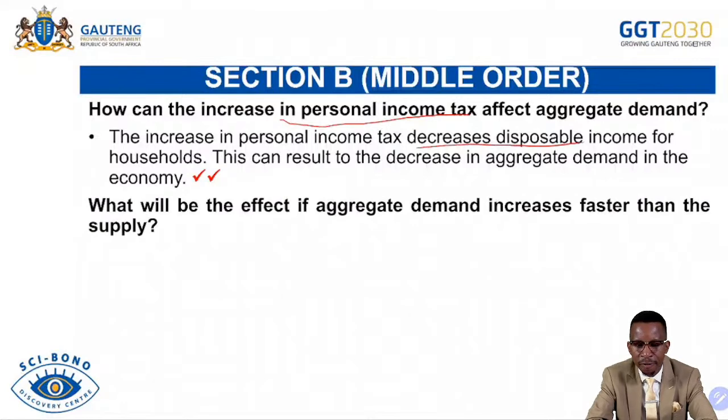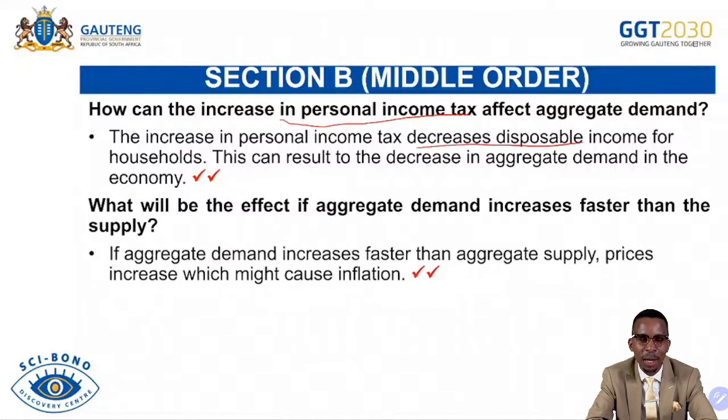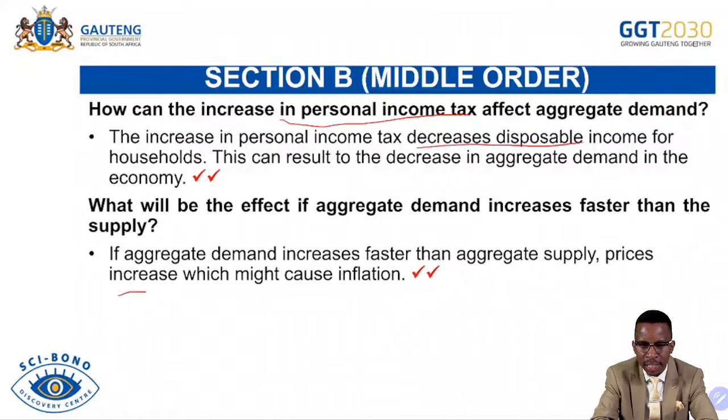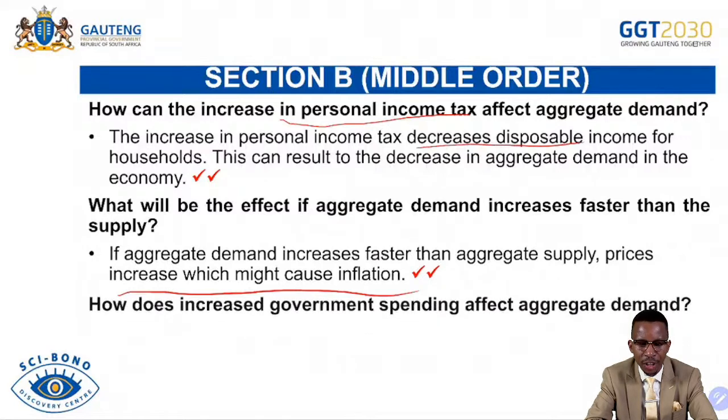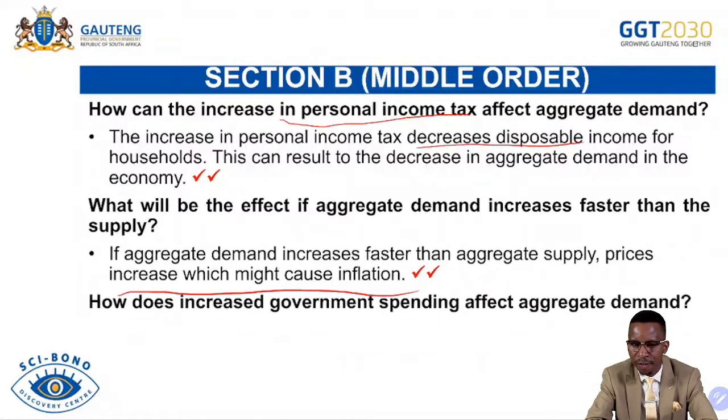What will be the effect of aggregate demand if aggregate demand increases faster than aggregate supply? So if demand is more than the supply, what happens? If aggregate demand increases faster than the aggregate supply, prices will increase, causing the inflation, which is known as the demand pull inflation.